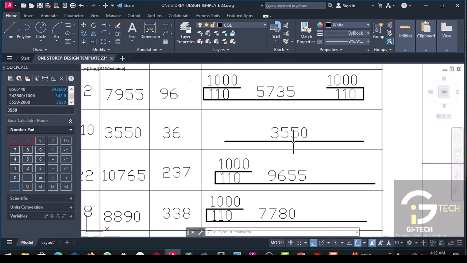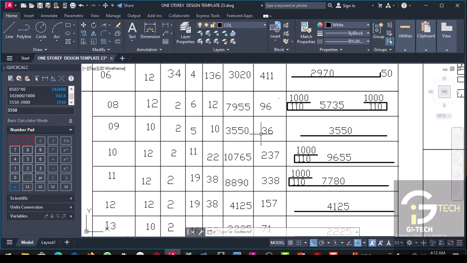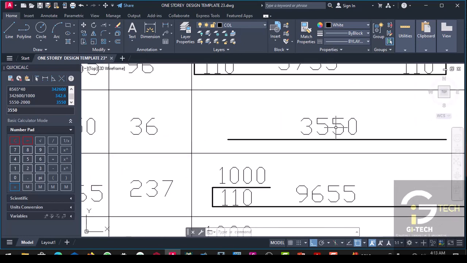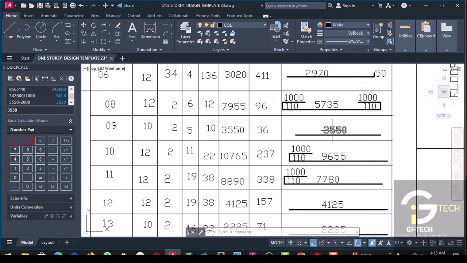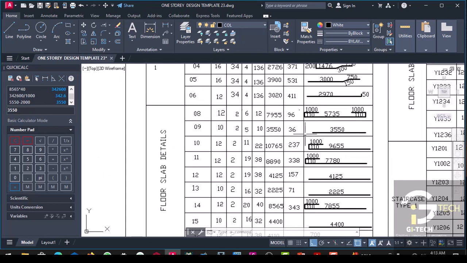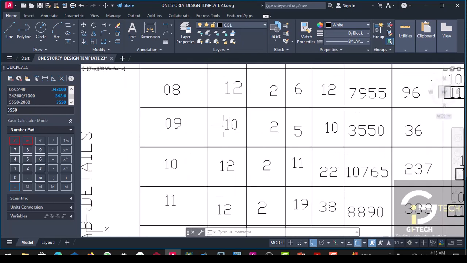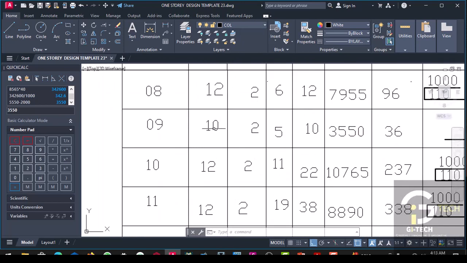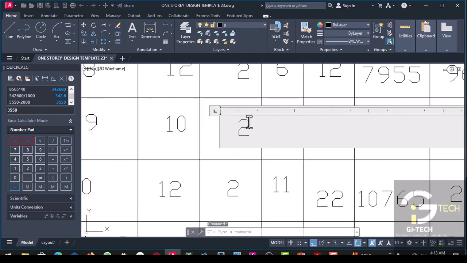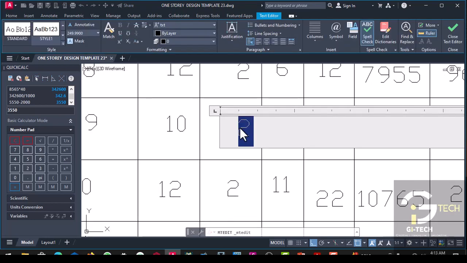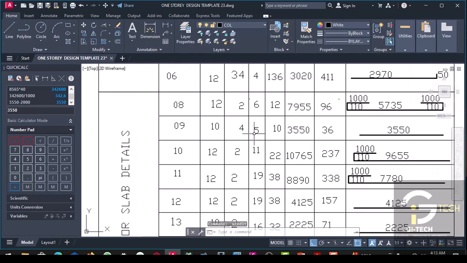Okay, I think there is a repetition here. You have 3550. Now, since we have 3550, meaning that it is the same length, the same diameter, what we will do here is change this to 4.